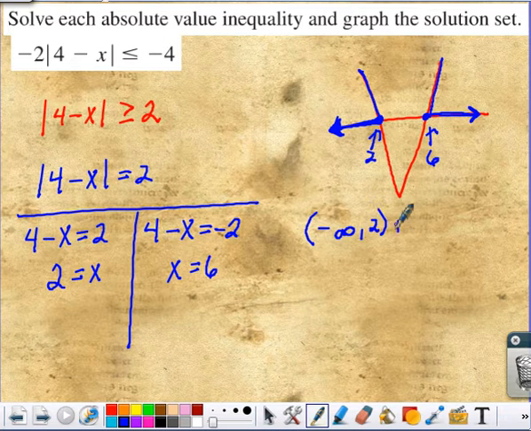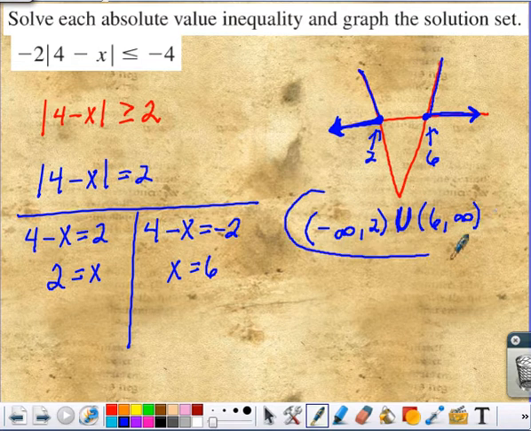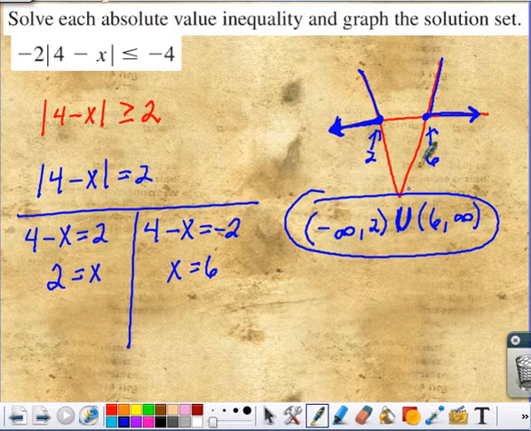Or all the values from 6 to positive infinity. Which is pretty much all values except for the numbers from 2 to 6. Why not the numbers from 2 to 6? Because 2 to 6 is where the V is below the line.